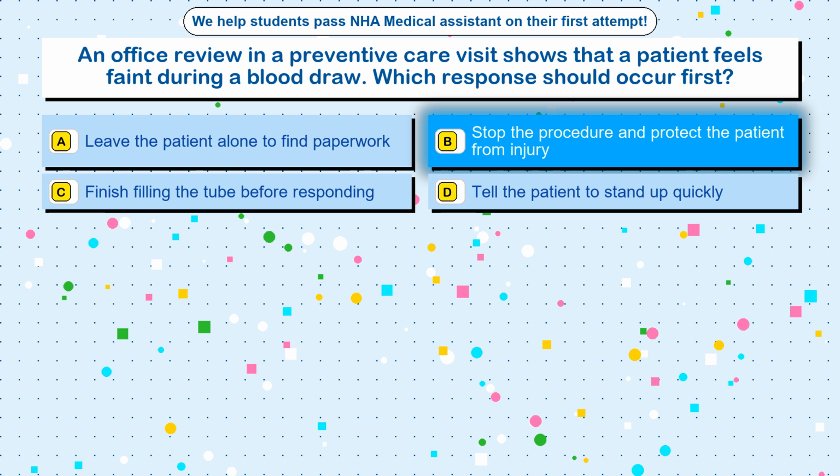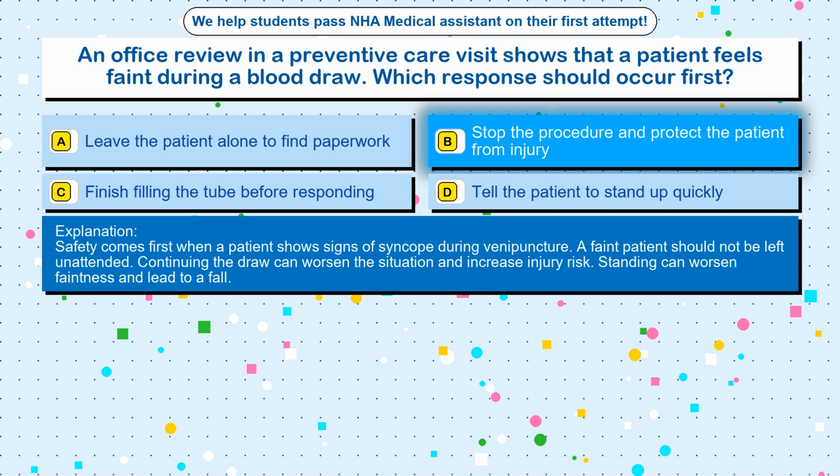The correct answer is option B. Stop the procedure and protect the patient from injury. Safety comes first when a patient shows signs of syncope during venipuncture. A faint patient should not be left unattended. Continuing the draw can worsen the situation and increase injury risk. Standing can worsen faintness and lead to a fall.